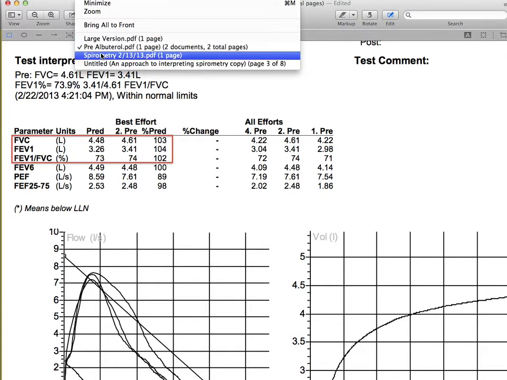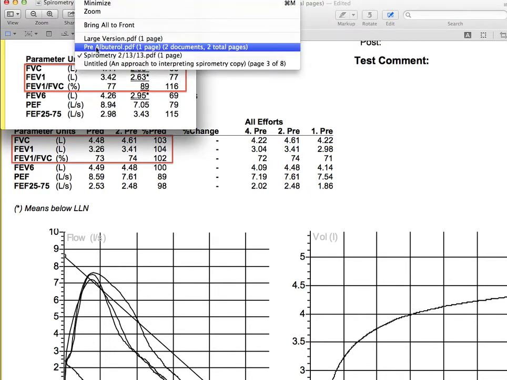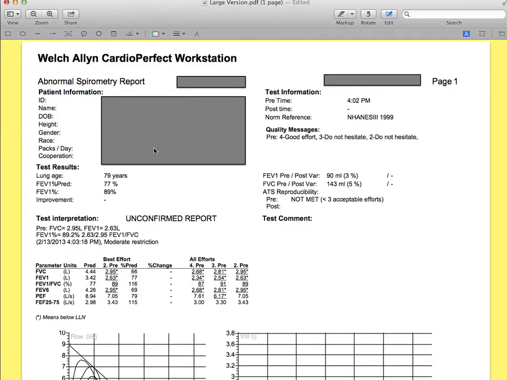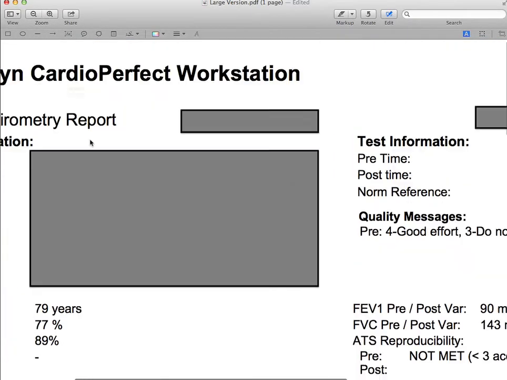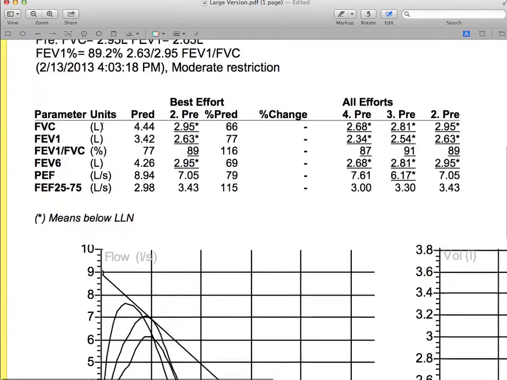Let's look at one that is not normal. That's not the one I want. That's not the one I want. This is the one I want. Okay, so this is another report. This is an abnormal report, obviously. It says that right there.